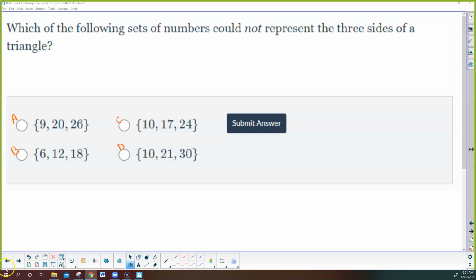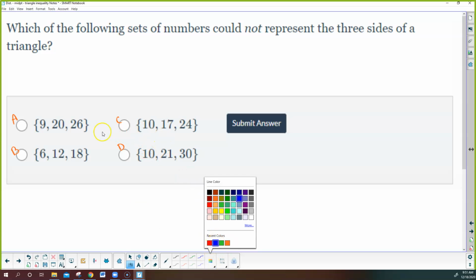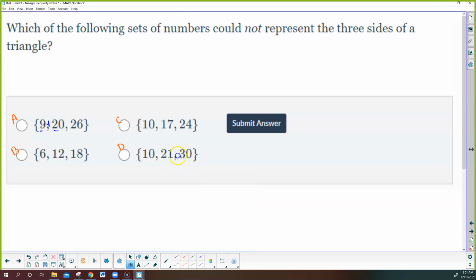Okay, so let's take a look at this one quick. Here's my hint for you, and it's not always going to work, but it mostly does. Check the two smallest sides first. Do the two smaller sides add up to be greater than the third larger side? Well, 29 is definitely greater than 26. I'm going to just check those first. 10 and 17 is 28. That's greater than 24.